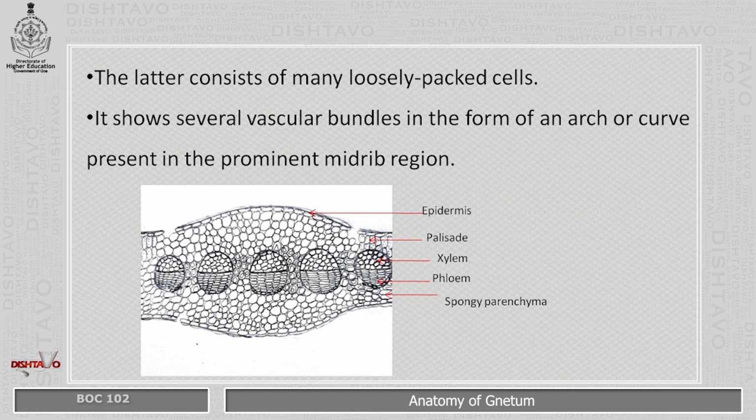In these vascular bundles, as we can see, the phloem is present on the lower side and the xylem is present on the upper side. And then we can see the spongy parenchyma, and this is the parenchymatous layer. The leaf does not show secondary growth, it only has primary growth.